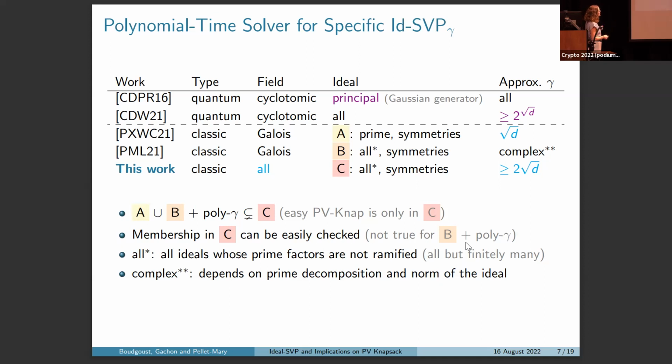that is what I meant when I said we enlarge the puddle, is that if we restrict the set of the previous work to polynomial approximation factor, then our set is strictly larger. In particular, the partial Vandermonde knapsack problem that we will look at later falls only into this larger set. Okay, and then approximation factors are quite decent. And that's what I said with the warning sign. Membership in our set can be very easily checked. And I have a little star at the all because it's actually not all ideal lattices, but only those whose prime factors are not ramified, but those are all but finitely many.